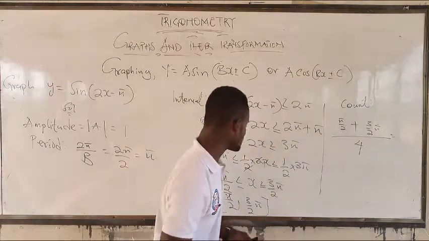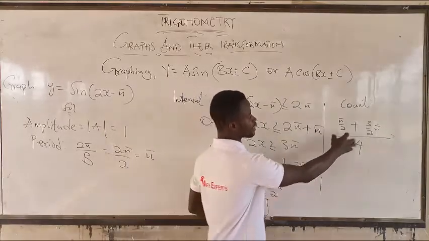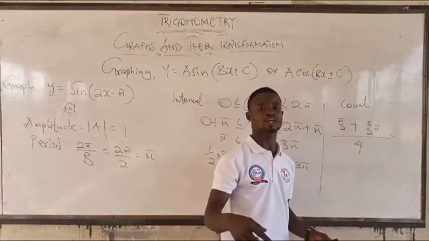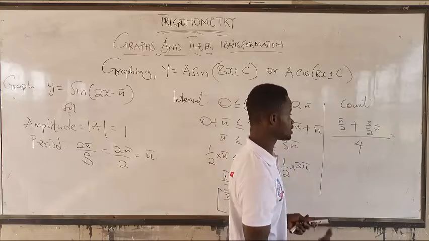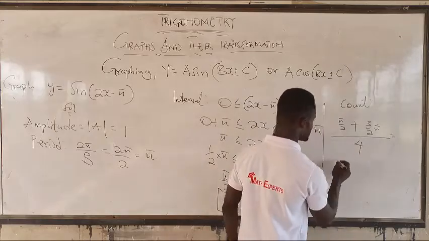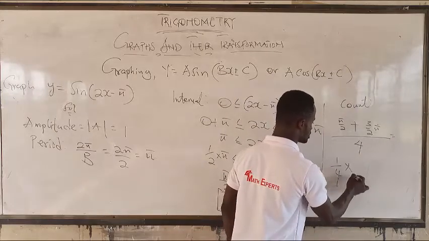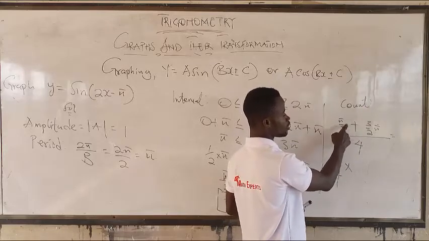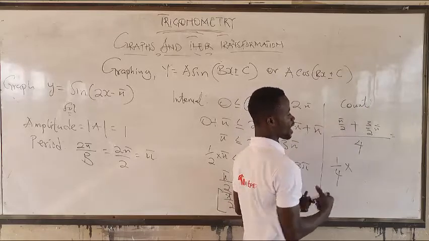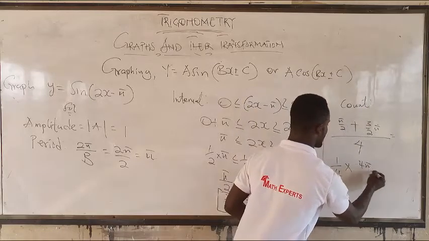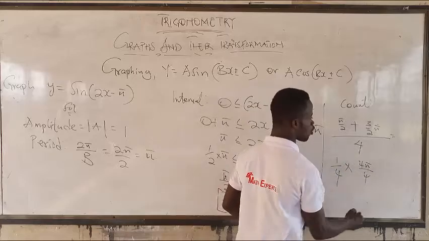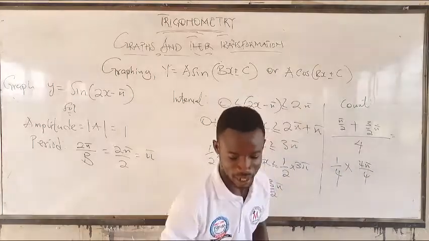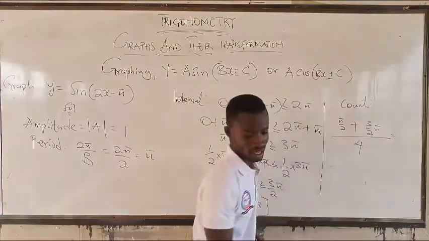Or you can also say that you add this and this, then you multiply the result by 1/4. It's still the same thing. Alright. So you can see that we have 1/4 multiplying, add this to this. Pi plus 3 pi, you get 4 pi. 4 pi over 4.